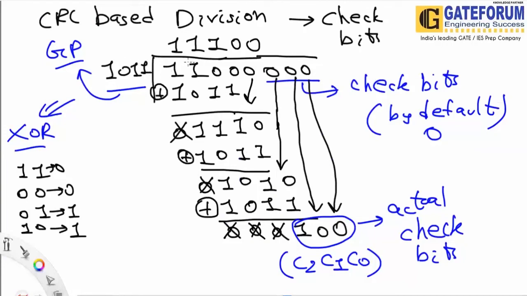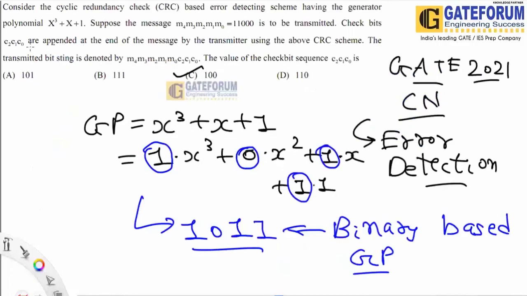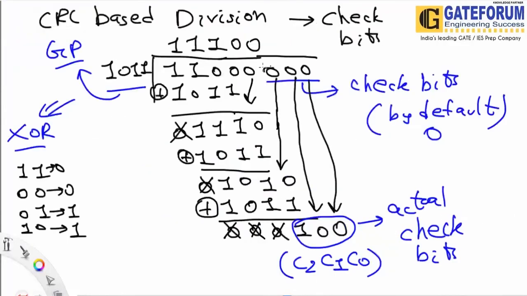Okay, so 1011 and 11100. Now here they had given 3 bits. This number 3 is always one less than the size of the generator polynomial, always. They even gave it directly in the question, which is C2, C1, C0, appended here. But even if it hadn't been given, it would be 3 bits only. By default we take these as the 3 check bits, and finally based on that we get the final output as 100.